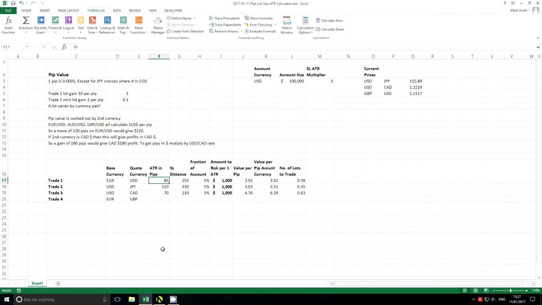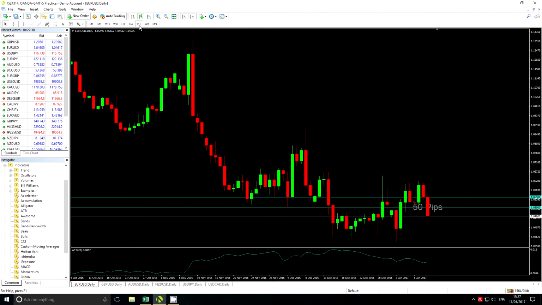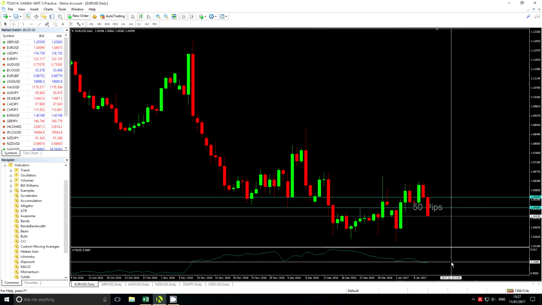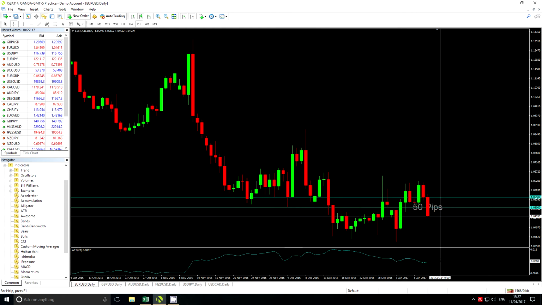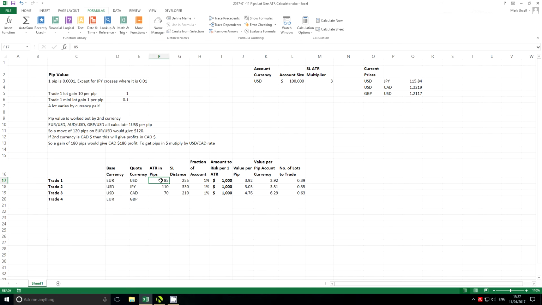Now we can get the average true range simply by going to the chart. I'm going to do a trade on the daily time frame, so I want to know approximately what we have here for today's ATR, and it's about 85 pips. I've got the value here of 85 pips.